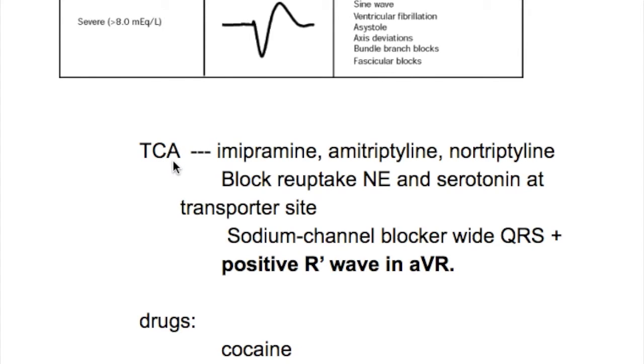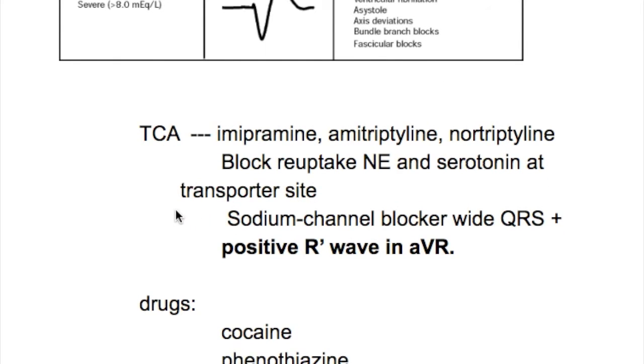What drugs are the tricyclic antidepressants? They are imipramine, amitriptyline, and nortriptyline, which are the examples. How do they work? They block the reuptake of noradrenaline and serotonin at the transporter sites. They are also sodium channel blockers and they produce wide QRS. Plus, the tricyclic antidepressant wide QRS has a positive R in aVR. You remember aVR is the lead which is different from the other leads, but here there is a long positive R in aVR in tricyclic antidepressant poisoning.